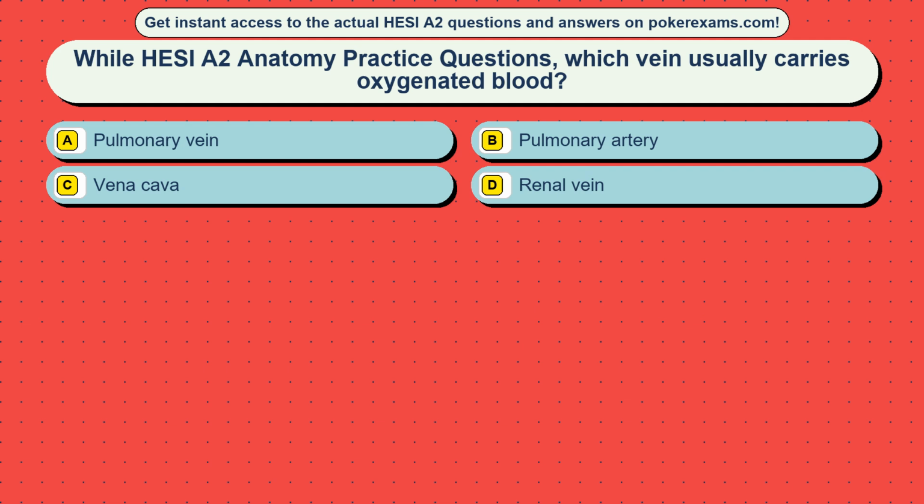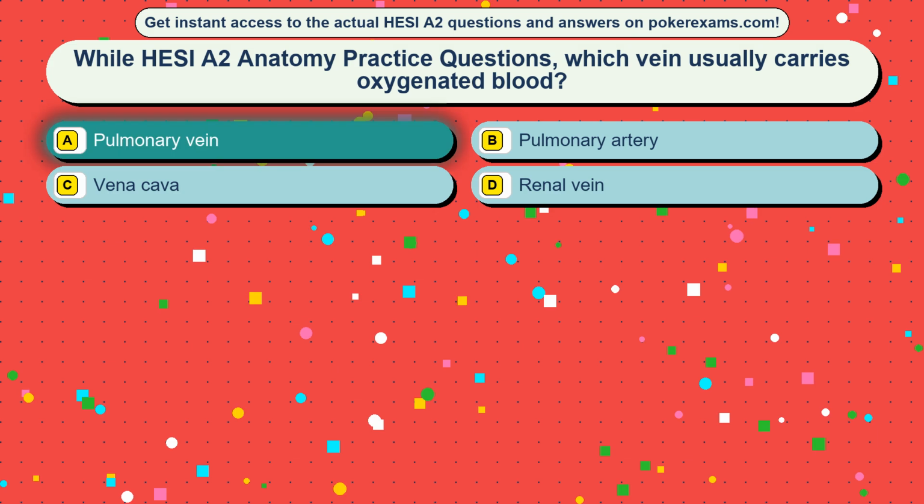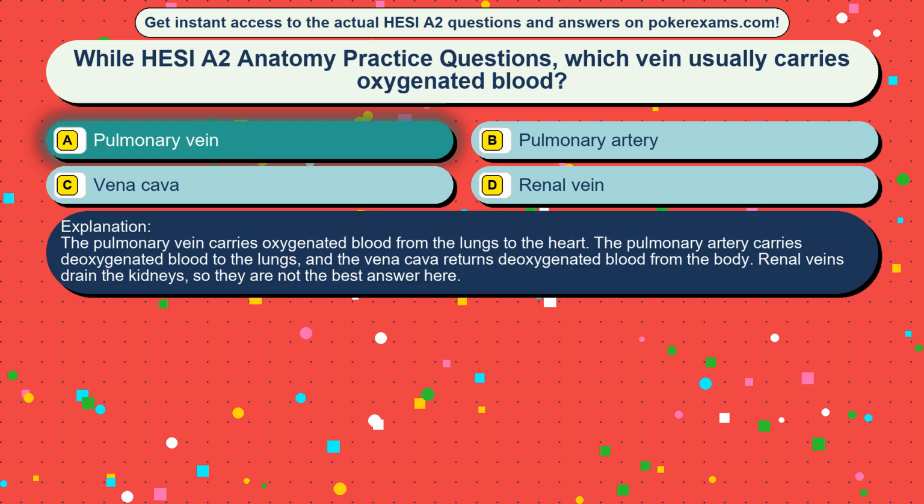Question 37. While HESI A2 anatomy practice questions, which vein usually carries oxygenated blood? Option A, pulmonary vein, option B, pulmonary artery, option C, vena cava, option D, renal vein. The correct answer is option A, pulmonary vein. The pulmonary vein carries oxygenated blood from the lungs to the heart. The pulmonary artery carries deoxygenated blood to the lungs, and the vena cava returns deoxygenated blood from the body.